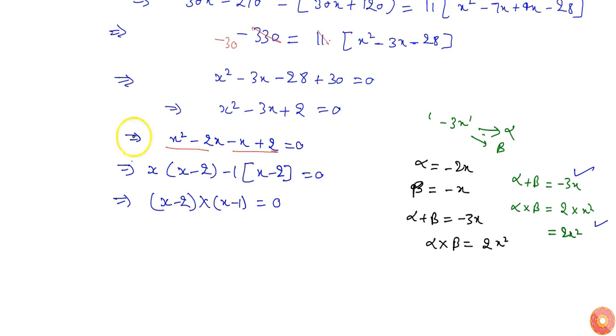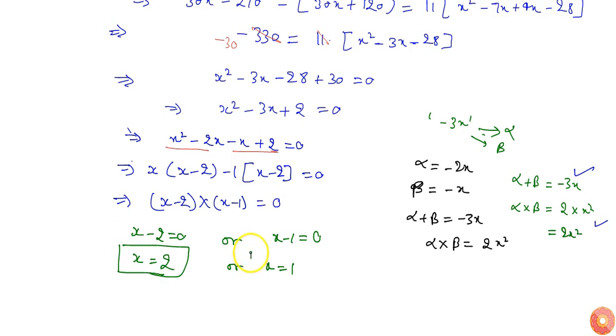So from here I can write either x minus 2 will be 0 or x minus 1 would be 0. So I will get value x equals to 2 or x equals to 1. So these are the roots of the given equation.